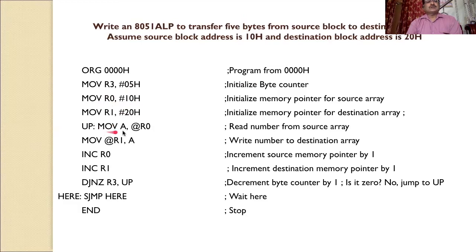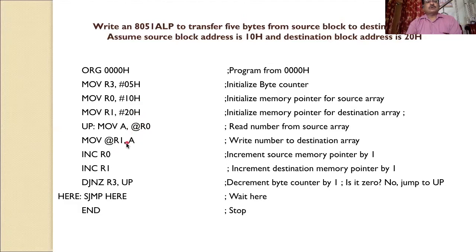Then after the initialization part, what we are doing here is taking the first byte at 10H into the accumulator, and through the accumulator we are writing that to the destination memory location, which is pointed to by R1, that is 20H. So the first byte transfer has occurred.